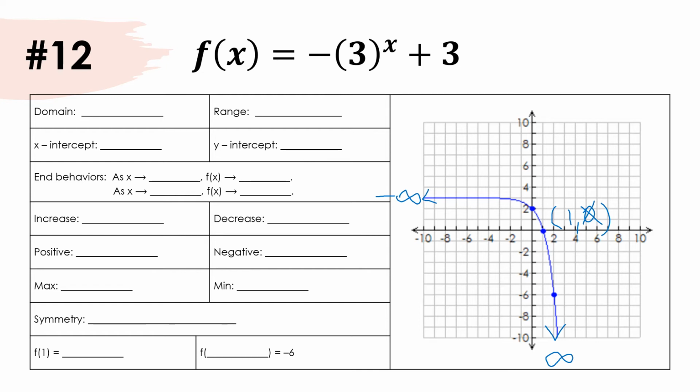All right, so domain is left to right. Does it go left forever? Yes. Does it go right forever? Yes. The domain should be negative infinity to infinity. That is the domain for every exponential function. That is not a word problem.